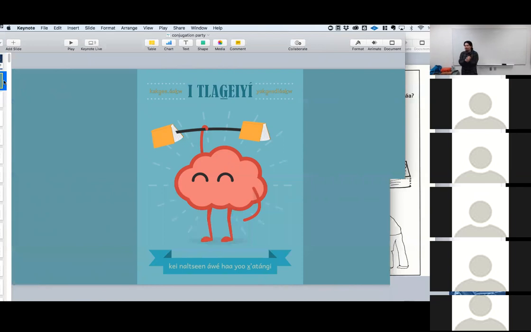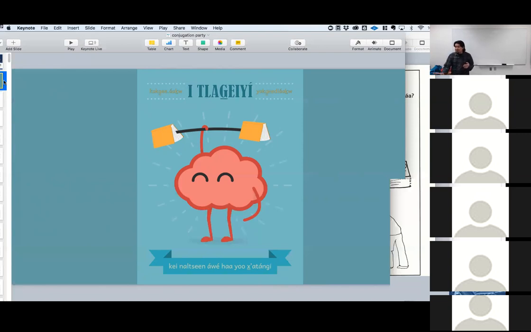And I want to acknowledge and thank the folks up in Yakutat with their immersion team. They're starting a language nest right now. We did our language nest activity today. It's so fun, but it's so hard to try and push little kids to just be totally in the language for long stretches of time.